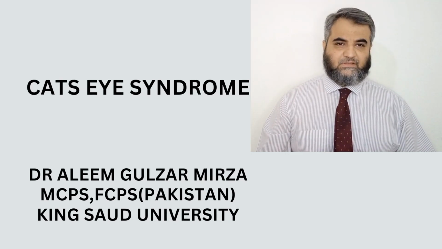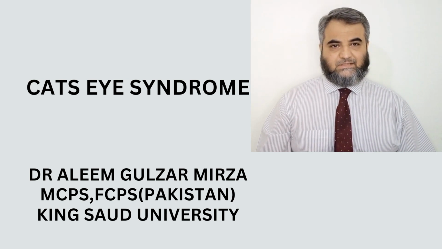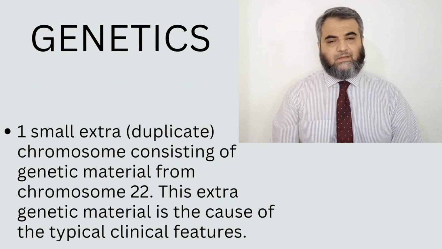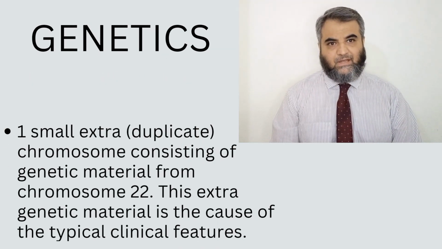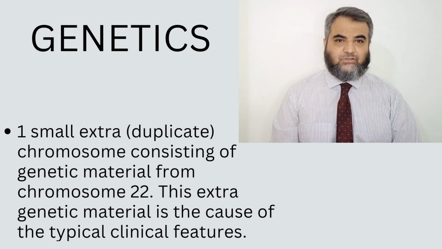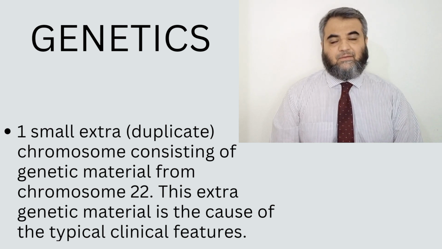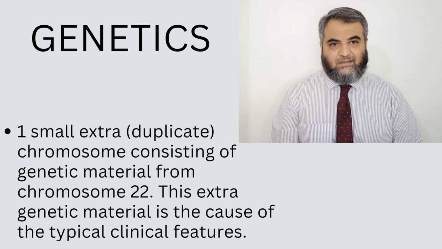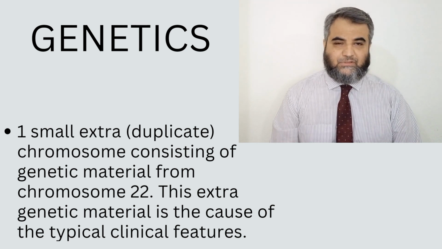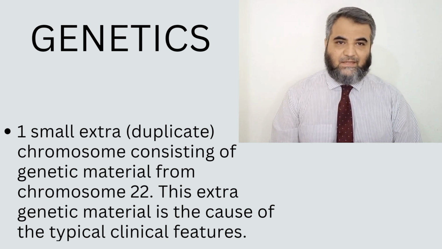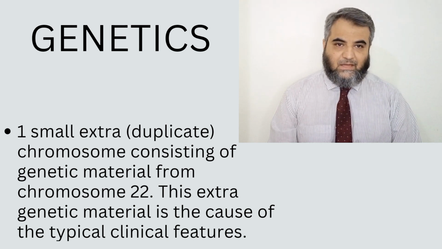Today, my topic of discussion is about a rare genetic eye disease, that is cat's eye syndrome. If we talk about the etiology and genetics of this syndrome, it is basically because of an extra small chromosome having genetic material from chromosome 22. This extra small chromosome is responsible for abnormalities throughout the body, including the eye, and that's called the cat's eye syndrome.